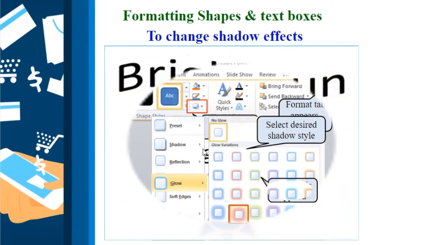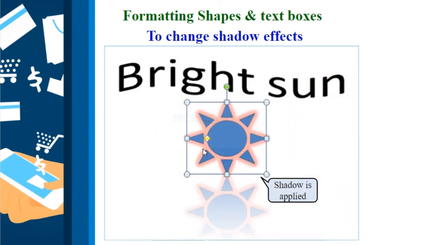So now click the desired shadow effect to add it to your shape. You can select a shadow option from the drop-down menu and click the Color button to select a different shadow color for your shape. So now the shadow has appeared.